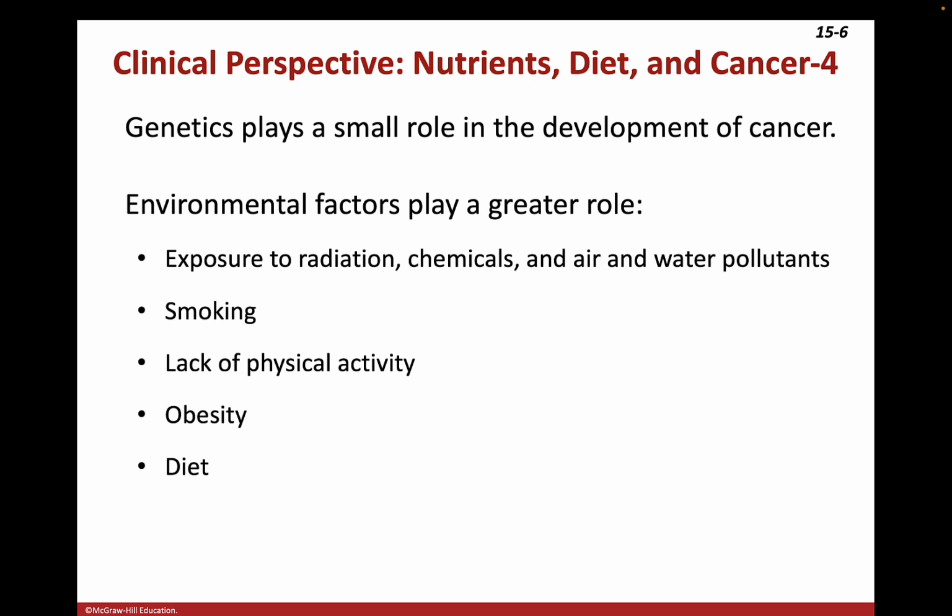Genetics play a small role in the development of cancer, although there are some cancers that we know have a relatively strong genetic component. If we talk about breast cancer, those are individuals that actually have the BRCA gene. But keep in mind, environmental factors actually play a much greater role. Factors include exposure to radiation, chemicals, and air and water pollutants, lack of physical activity, smoking, diet, and obesity.